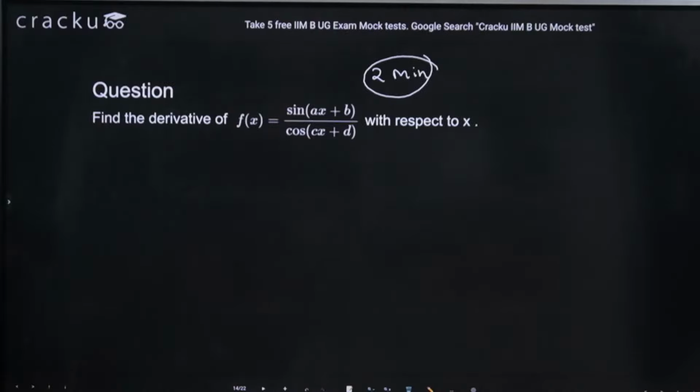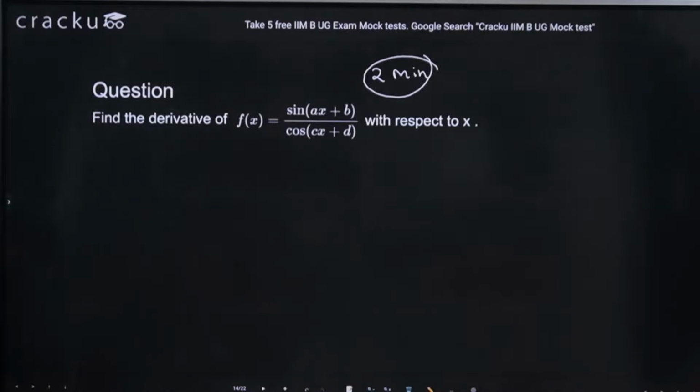All right, guys. Let me explain this question. Derivative of sine of ax plus b by cos of cx plus d. See, how to do this is the same u by v rule which we discussed. U by v whole differentiation is nothing but v into u differentiation minus u into v differentiation divided by v square. Divided by v square.